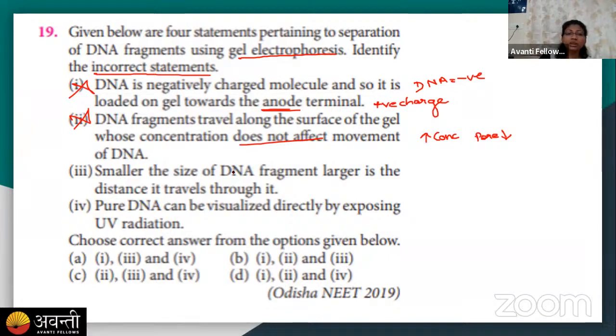Statement 3 says the smaller the size of the DNA fragment, the larger is the distance it will travel. Yes, because we are continuously decreasing the size of pores in the gel bed. If the size of the DNA is very small, then it will not get stuck within the pores and it will reach the end. So when a DNA is reaching the end of the gel, we can say it is the smallest DNA because it has traveled the longest distance. So yes, statement 3 is correct.